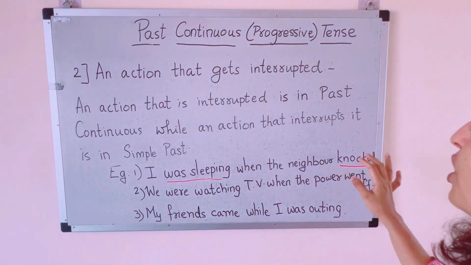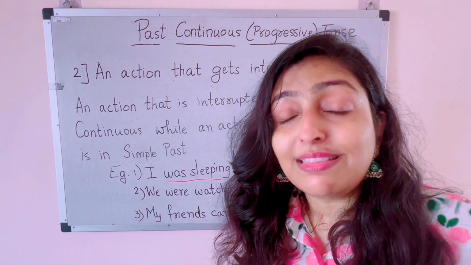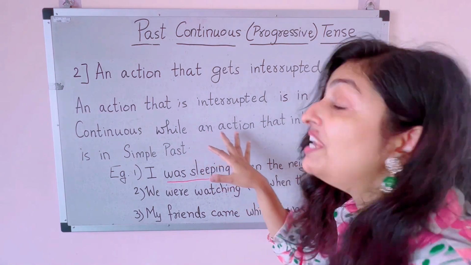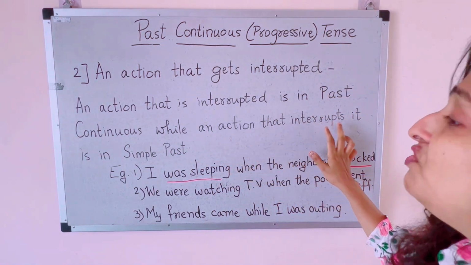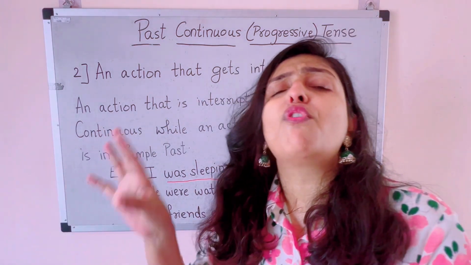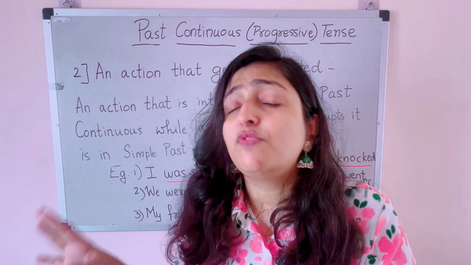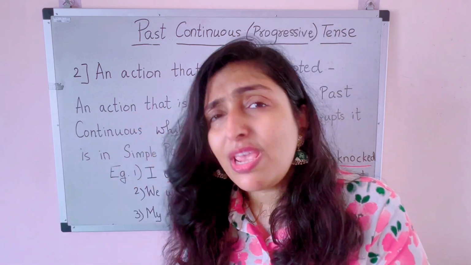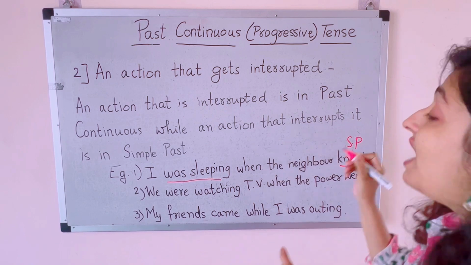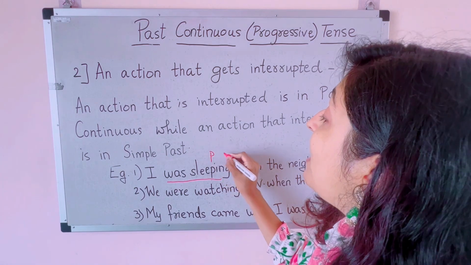So why is knocked in simple past tense? Because it is the action that is creating the interruption. We saw in the explanation that an action that interrupts is in simple past. So here the neighbor is creating the disturbance. The neighbor is knocking on the door while I was sleeping. The action that creates the disturbance is written in simple past. The action that got affected is written in past continuous.